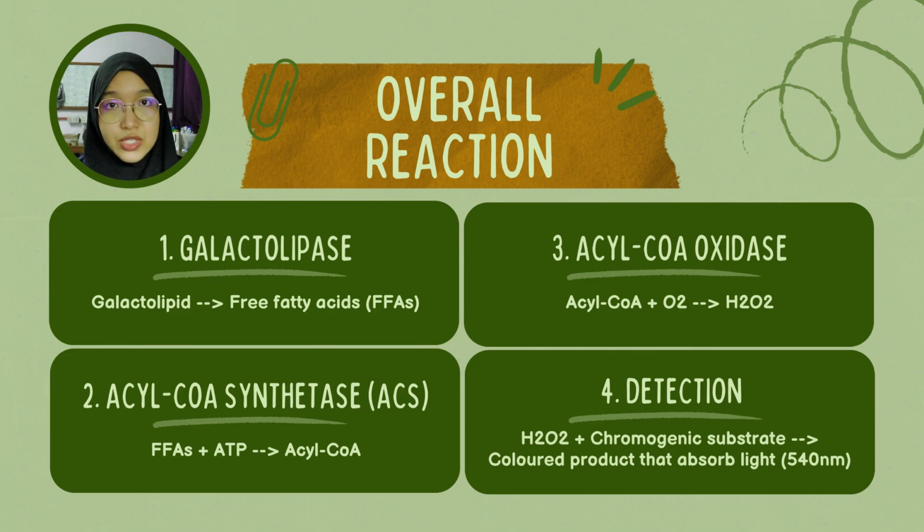This slide shows the overall reaction, where first, galactolipase will hydrolyze galactolipids into free fatty acids, and then these fatty acids will be activated by acyl-CoA synthetase to form acyl-CoA. Next, acyl-CoA oxidase will oxidize the acyl-CoA to generate hydrogen peroxide. And finally, the hydrogen peroxide will react with a chromogenic substrate in the presence of peroxidase, producing a colored product, and this product can be measured in the spectrophotometer at 540 nanometers.